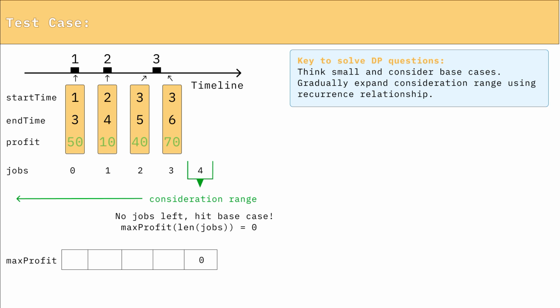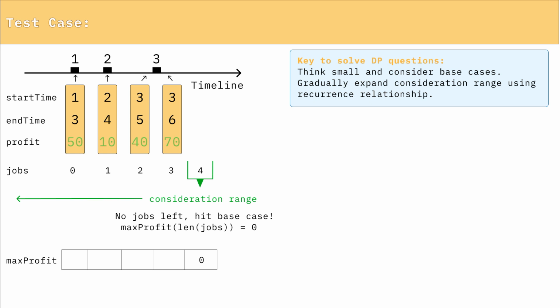Here, I want to state my secret weapon of solving dynamic programming questions. Think small and consider base cases. Then, we gradually expand our consideration range using the recurrence relationship. Let's see how we can apply this to our question.